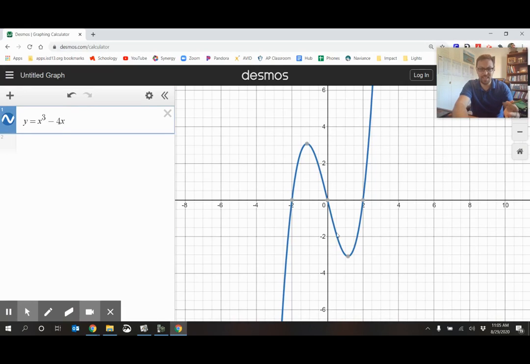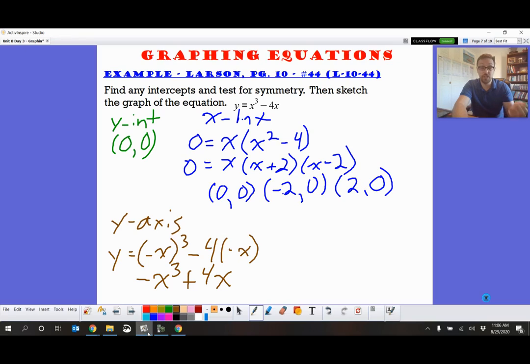And you can even see that on Desmos. If you use the y-axis here as a mirror line, it doesn't look the same on both sides. So that's no good, in terms of y-axis symmetry. Let's check x-axis symmetry.